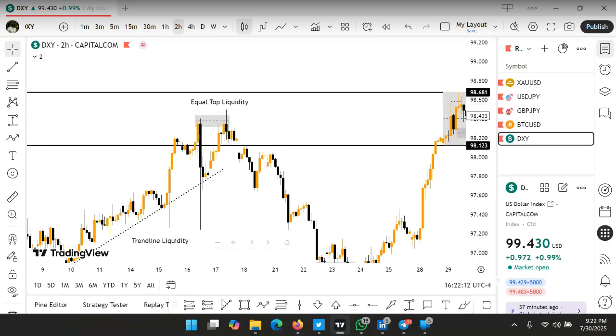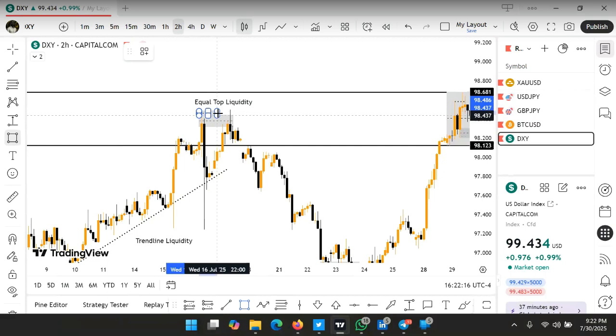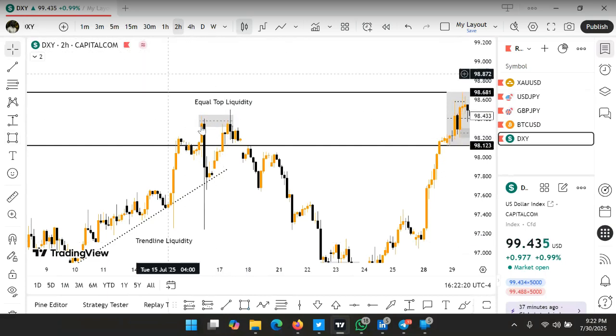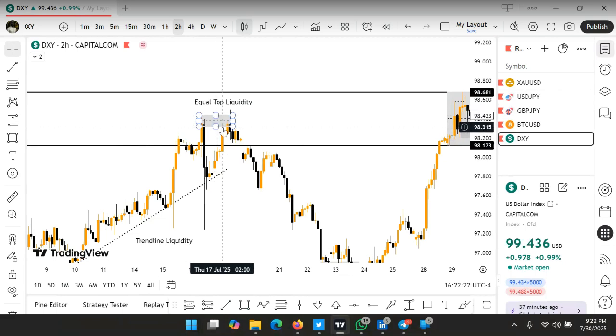Now, this is a sweep of liquidity. Many people would have placed their stop losses above this level. They will place their stop losses for those who trade. Now, this is a higher time frame. I didn't use a lower time frame. You see, it's very clean. But this is a higher time frame. That's why it's very tiny.